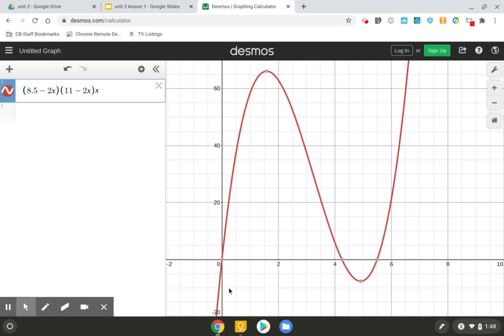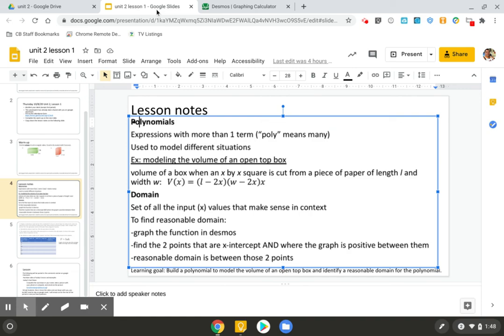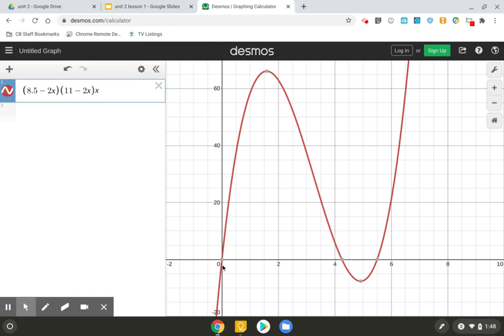So again, how did I do this? I took the function that I had created, I graphed it on Desmos, and I looked for the 2 points that are x-intercepts, and where the graph is completely positive between them. So that ended up being these 2 points here, between 0 and 4.25.